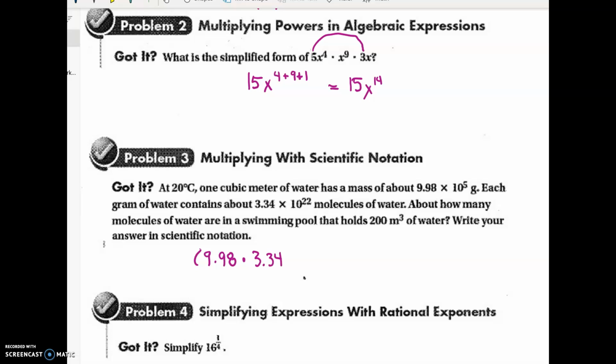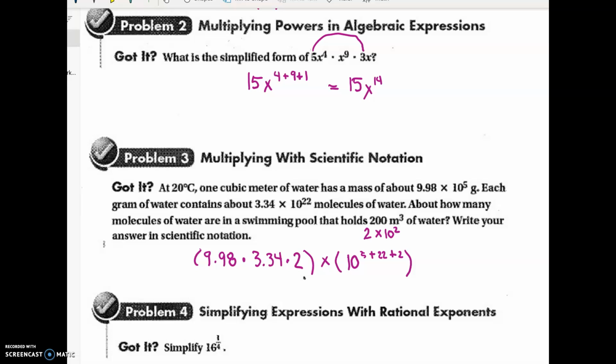And then I have 200 meters cubed of water, so I'm going to change that to scientific notation as well, so they're all in the same form. I'm going to move my decimal point over 2 places, so that means I have 2 for my exponent. Then I'm going to take this 2 and move it down here and multiply it. Now I'm going to combine all the like bases, the tens. So I have a 10 to the 5th power, plus a 10 to the 22nd power, plus a 10 to the 2nd power. I can add all of those because they have a like base.